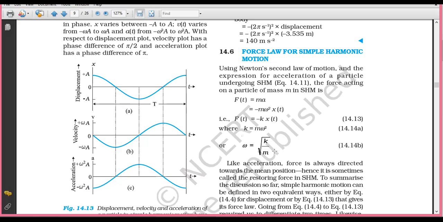F is equal to ma, F is equal to kx. Ma can be written as m omega squared x, right? So if I equate this and this, I'll be getting omega is equal to square root of k by m. Okay, if you equate this and this, you'll be getting this one.